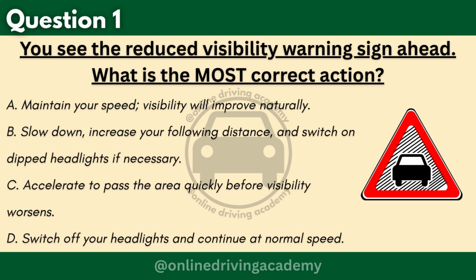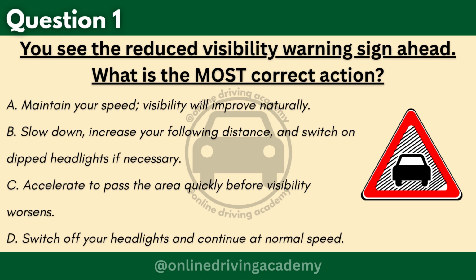So question 1. You see the reduced visibility warning sign ahead. What is the most correct action? Now straight away in this question, they are already telling us that this is a reduced visibility warning sign. And now they want the action that you need to do.